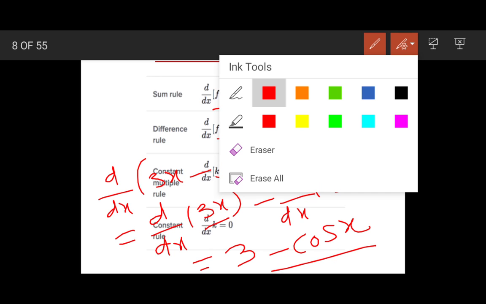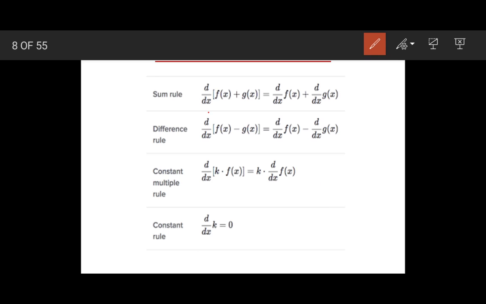So sum rule means if it is in the form of f of x plus g of x, then we can find derivative of first function plus derivative of second function. Difference rule means if it is in the form of f of x minus g of x, then we can find it as derivative of first function minus derivative of second function.